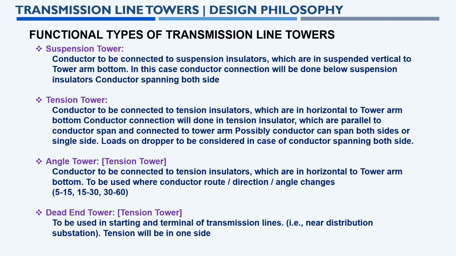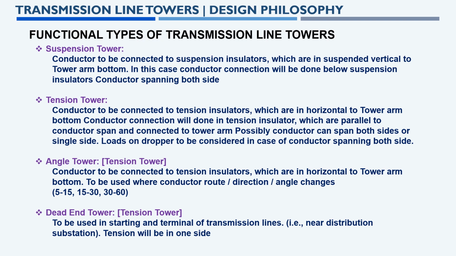The next one is the tension tower. In this tension tower, the insulator direction is horizontal, so a dropper is also required to connect the two conductor spans on both sides.